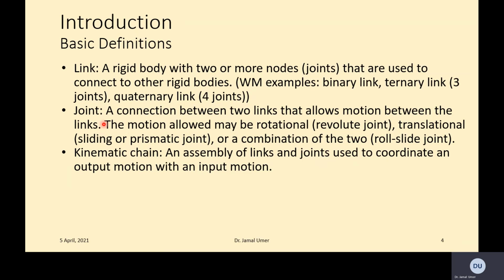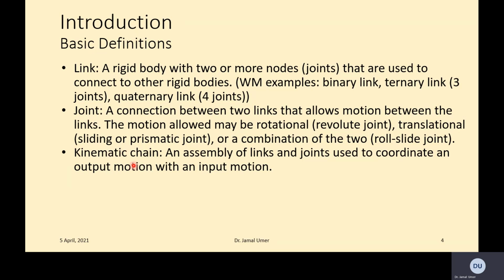You have seen the slider crank mechanism. Each end of the link was a joint. So at a joint, there is a motion. There is a relative motion at a particular joint. The motion allowed may be rotational, which is called a revolute joint, translational, which is called a sliding or prismatic joint, or a combination of two, which is normally called a roll slide. We will study a further classification of these joints in a while.